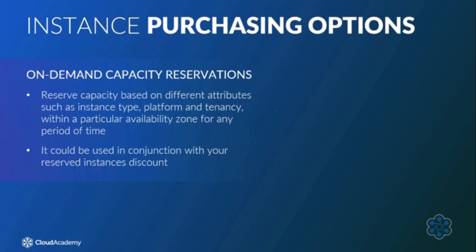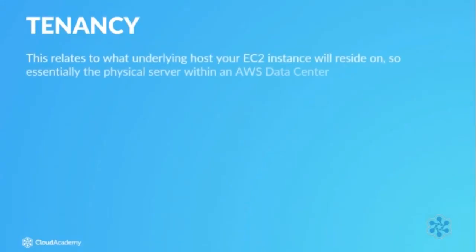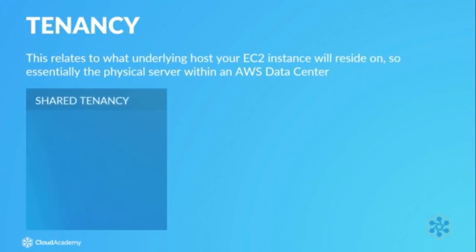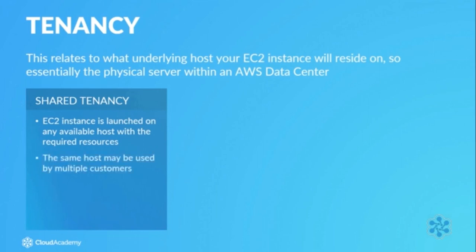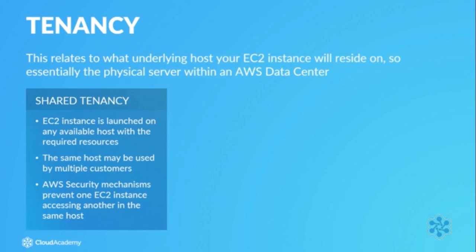Let me now talk to you about EC2 tenancy, and this relates to what underlying host your EC2 instance will reside on, so essentially the physical server within an AWS data center. Again, there are different options available to you, with pros and cons to each. Shared tenancy. This option will launch your EC2 instance on any available host with the specified resources required for your selected instance type, regardless of which other customers and users also have EC2 instances running on the same hosts. Hence, the shared tenancy name. AWS implement advanced security mechanisms to prevent one EC2 instance from accessing another on the same host.